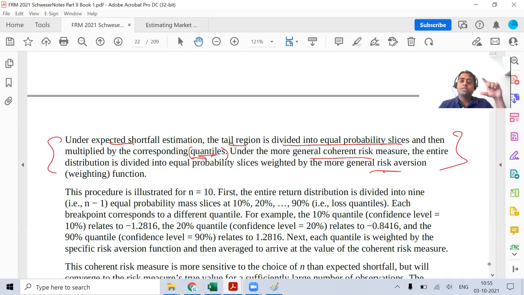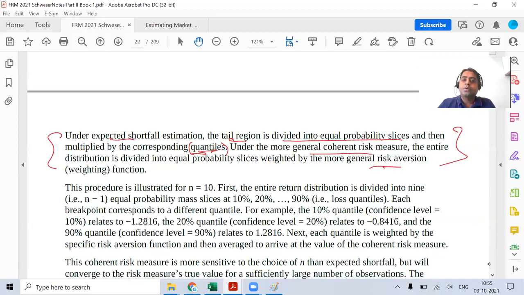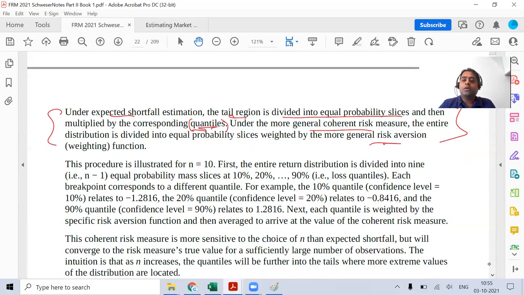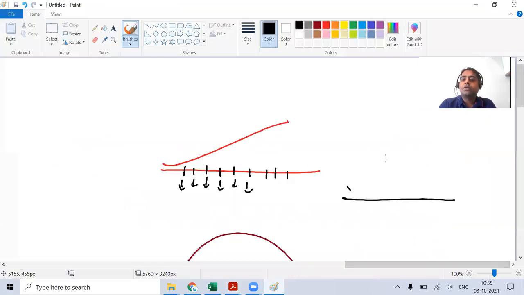Let me take you towards the next section, where they are doing a lot of slicing. Suppose there are 10 data points or 10 quantiles. They will take the entire distribution and bifurcate it into 10 slices.